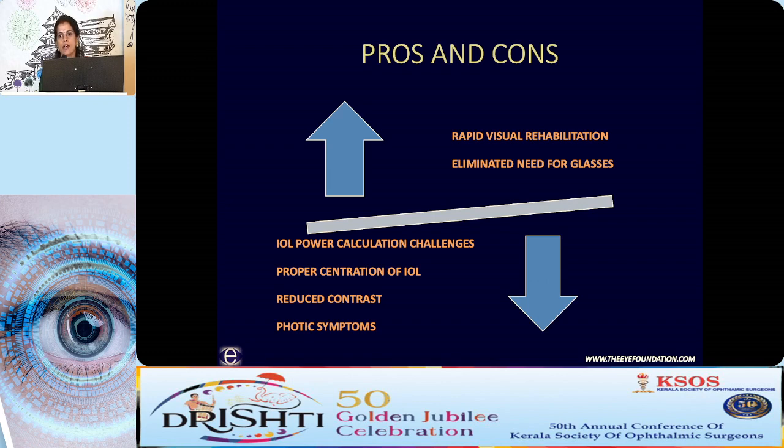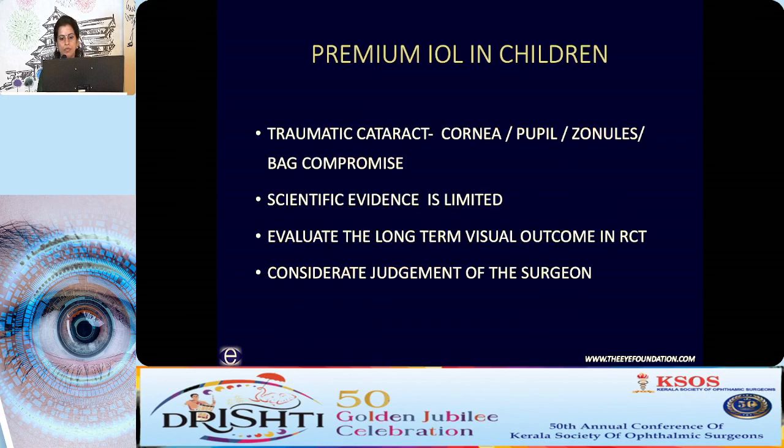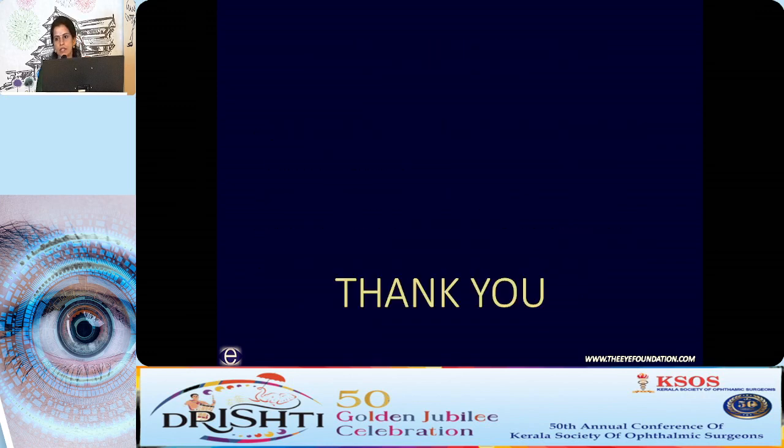So we might have to go for a single piece intraocular lenses in most cases, but suppose the visual axis is clear, there is no corneal injury, it's just a blunt injury. In such cases, if we get a proper calculation, we might go in for a toric or a multifocal intraocular lens. So we need to custom make all these things for pediatric traumatic cataracts.